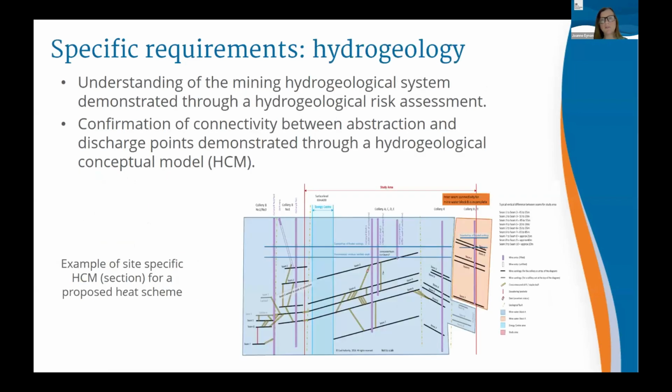So in terms of some of the specific requirements, hydrogeology is critical to understanding the system. This is demonstrated through the submission of a hydrogeological risk assessment. An example of this is set out below. This should provide confirmation of the connectivity between the abstraction and discharge points.